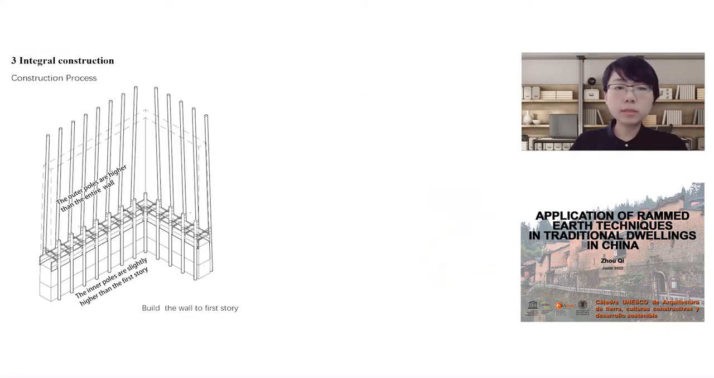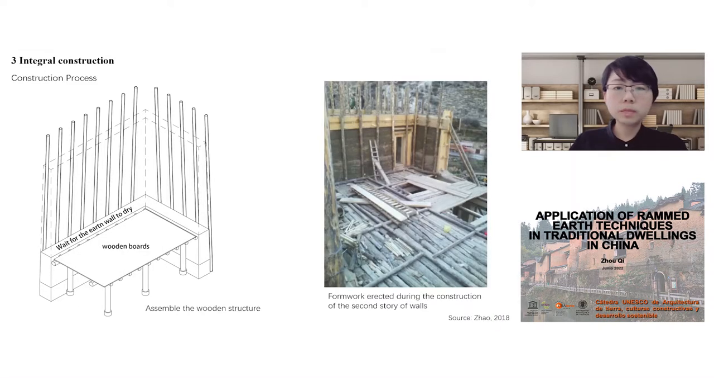So this is the construction process. After the foundation is completed, the walls are first built to the height of 1 story. Then the internal wooden structure is assembled. During this process, the earthen wall can also dry to increase strength, and some wooden boards should be laid on the surface of the first layer of wooden structure to form a stable platform for subsequent construction.